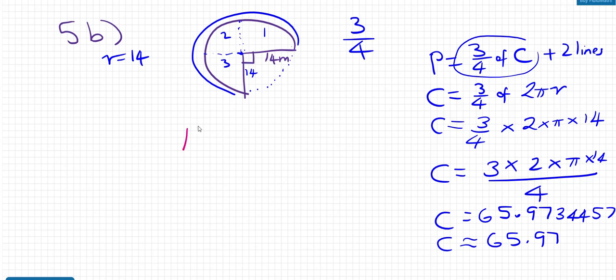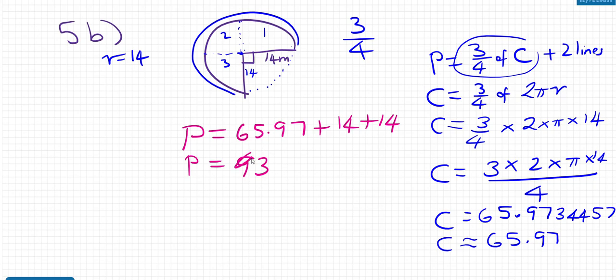So finally, perimeter is equal to, I'll just do it up here because I can't fit it underneath, 65.97 plus 14 plus 14. So perimeter is equal to, so we should have 93.97. And don't forget our units in meters.